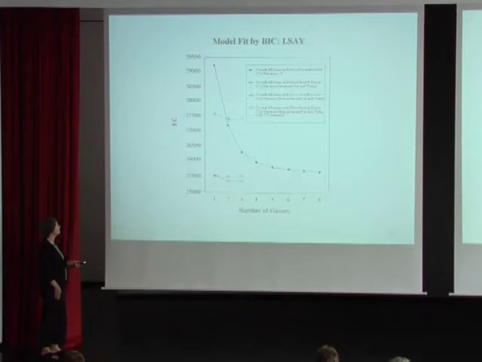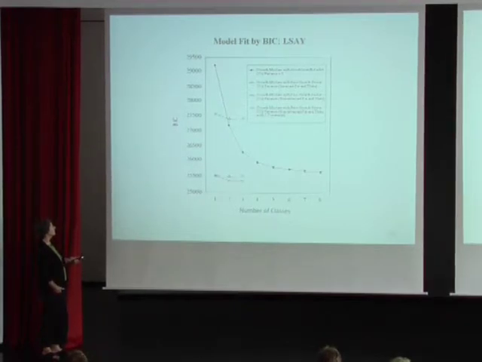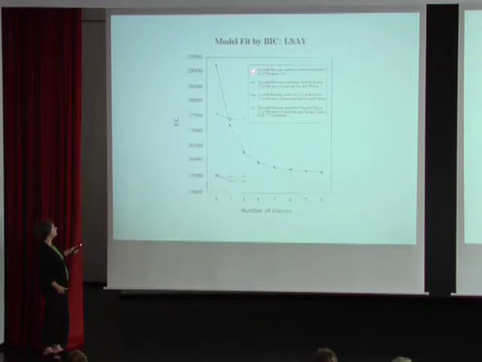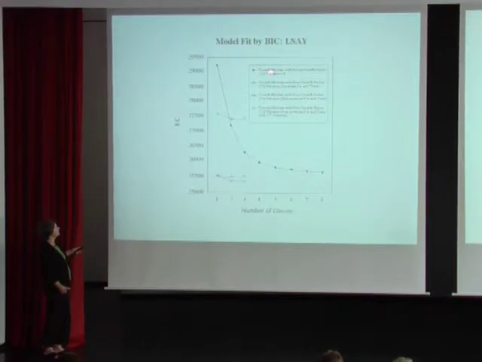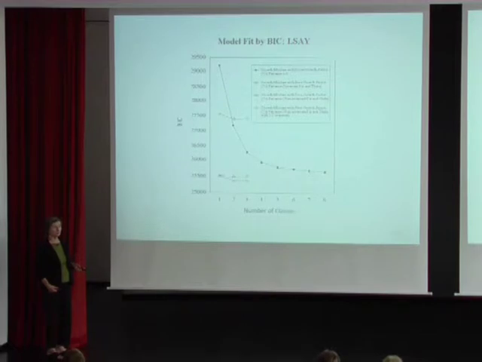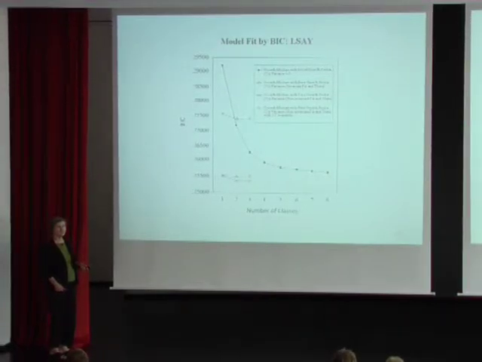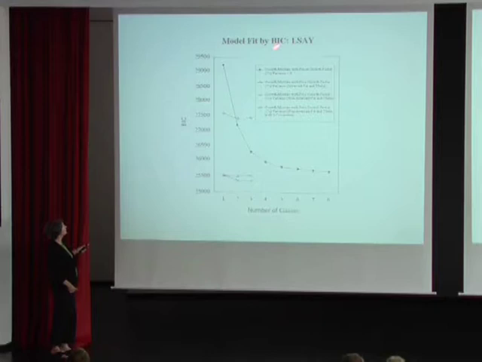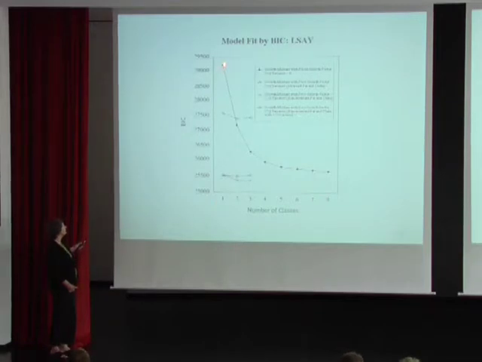So for this example, the model at the top is LCGA, so the growth factor variances and covariances are fixed to 0. We're looking at model fit using BIC. BIC is on the y-axis, and the number of classes is on the x-axis. If you look at BIC for the LCGA model, you'll see that it continues to decrease, but it never actually hits a minimum.